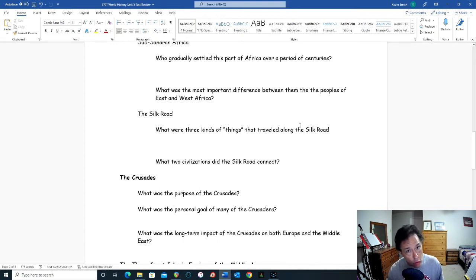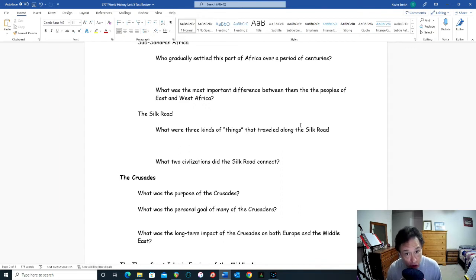The Silk Road. The Silk Road is a prominent feature of this particular unit. And so the Silk Road, like I said, very important. What were 3 kinds of things that traveled along the Silk Road?